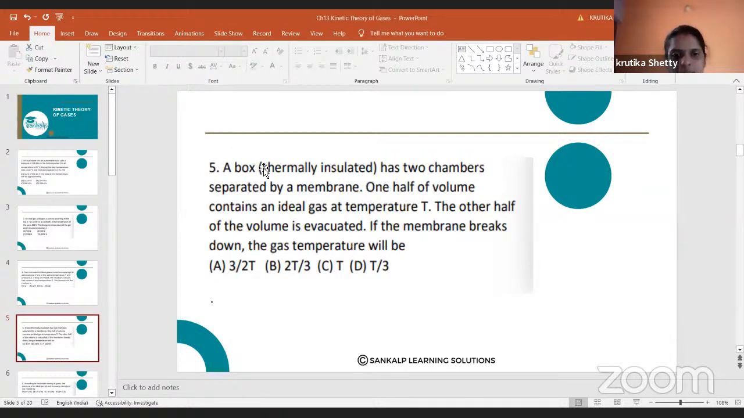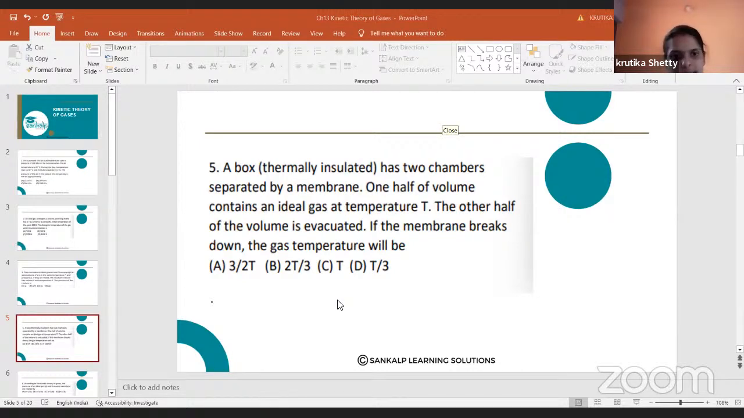So you have a box which is thermally insulated. Thermally insulated means for the box, the first chamber and the second chamber, there is no exchange of heat taking place. One half of the volume contains the ideal gas at temperature T and the other half of the volume is evacuated. If the membrane breaks down, the gas temperature will be. The membrane separates them, and if it breaks down, what is the gas temperature? So the students are saying it is C.